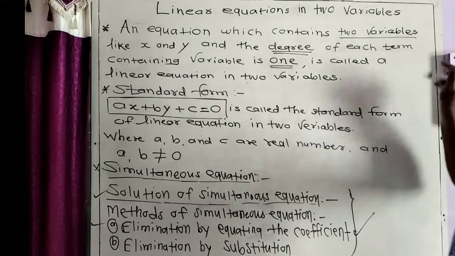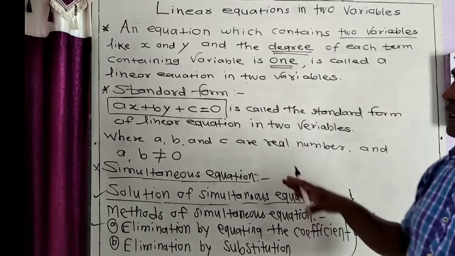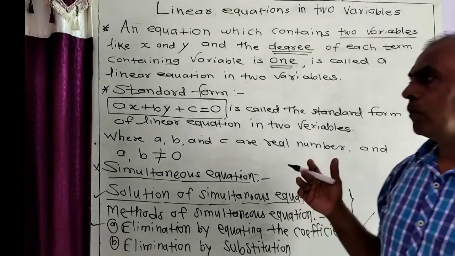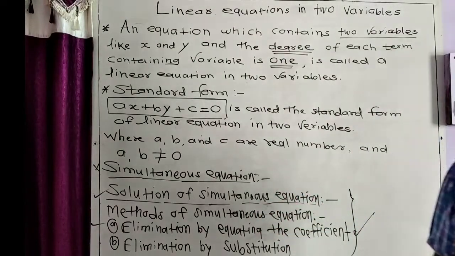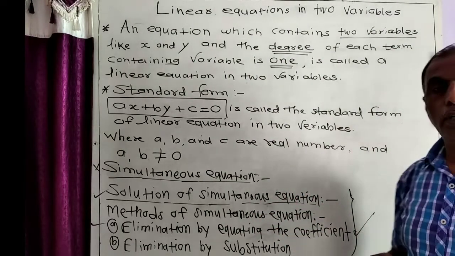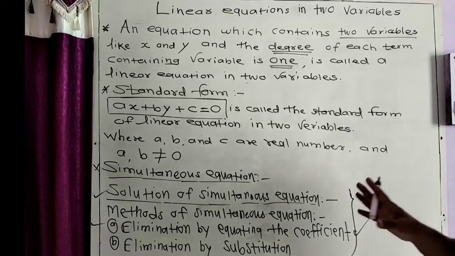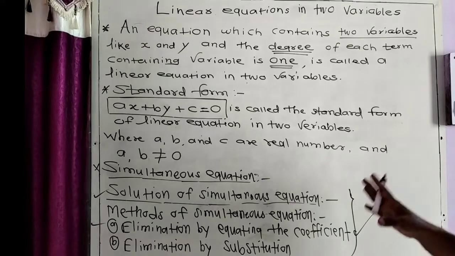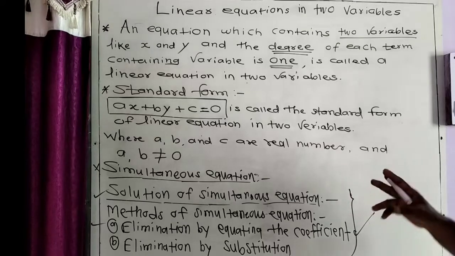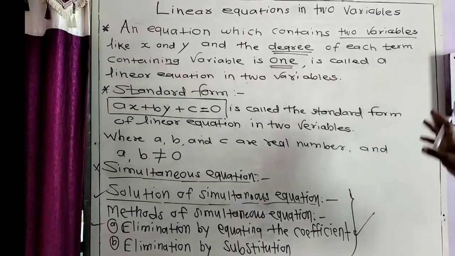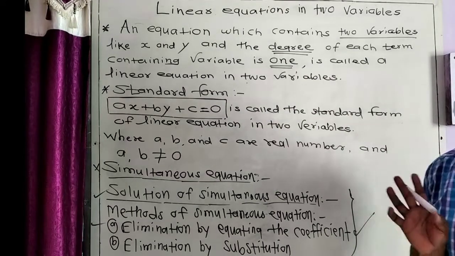So this is totally revision from standard 9: what a linear equation in two variables is, what its standard form is, what its solution is, what simultaneous equations are, and how to solve simultaneous equations by these two different methods. That is the whole part we learned in standard 9. So observe the blackboard and write down all the topics in your notebook.